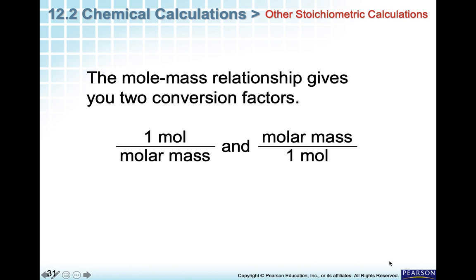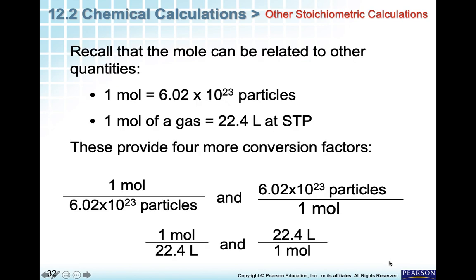If we're trying to find the mass of something being produced or needed, we would have molar mass divided by 1 mole. So you would use the one on the left with your given, and you would use the one on the right with what you want to find. The other couple of places we could start or end would be particles or liters of a gas at STP. And again, there are 2 conversion factors. The 2 on the left, we would use with our given, and the 2 on the right, we would use with what we want to find.